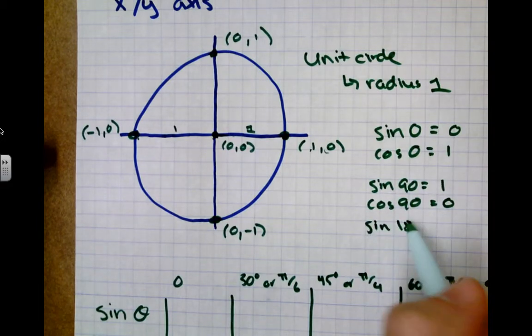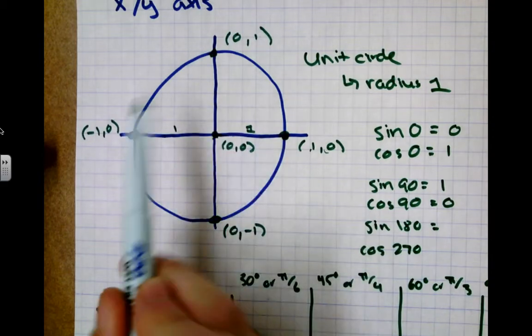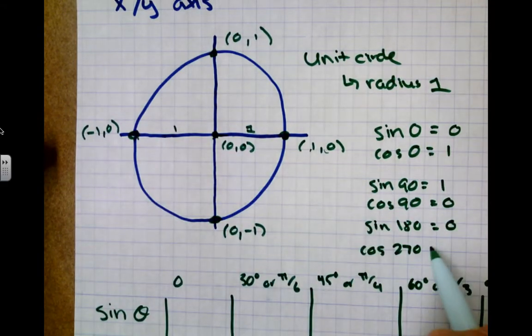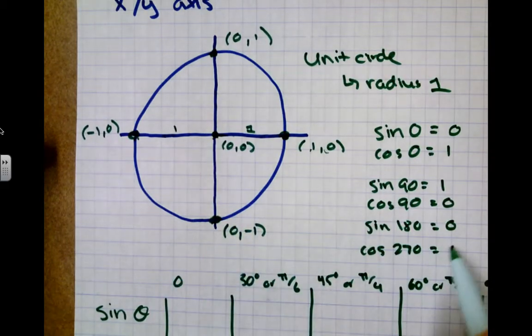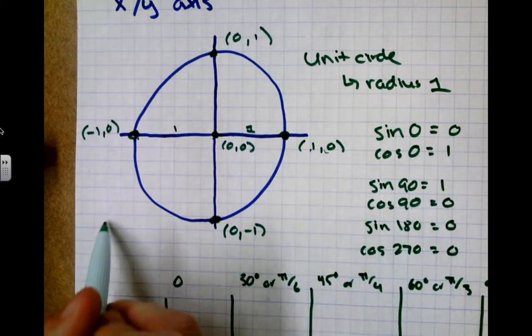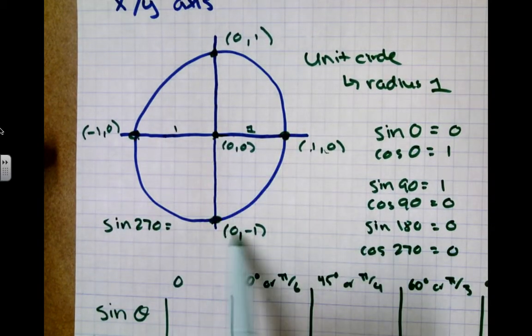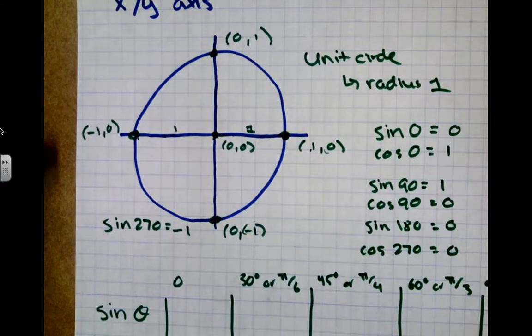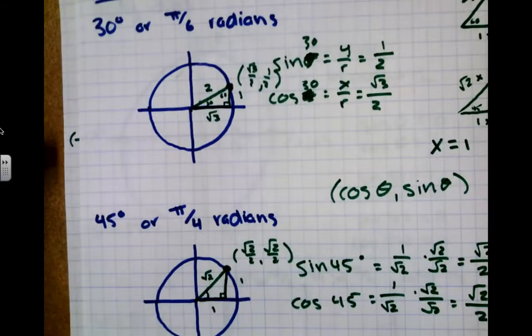If I do sine of 180 and I do cosine of 270, sine of 180 degrees is my y coordinate at 180 degrees, which is 0. Cosine of 270, down here, my x coordinate is 0. And I could continue this. I could say sine of 270 is the y coordinate at 270 degrees, which is negative 1. Okay, all of those things, again, our sine value relates to the y coordinate, and the cosine value relates to the x coordinate. And it was the same thing that we had seen over here.